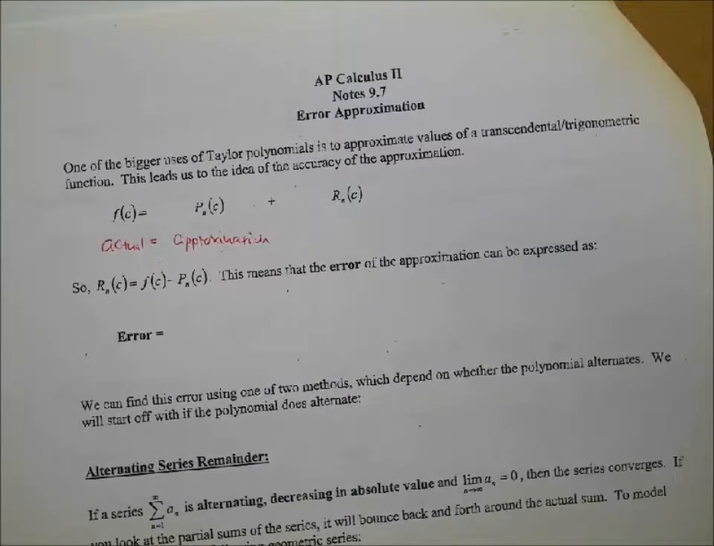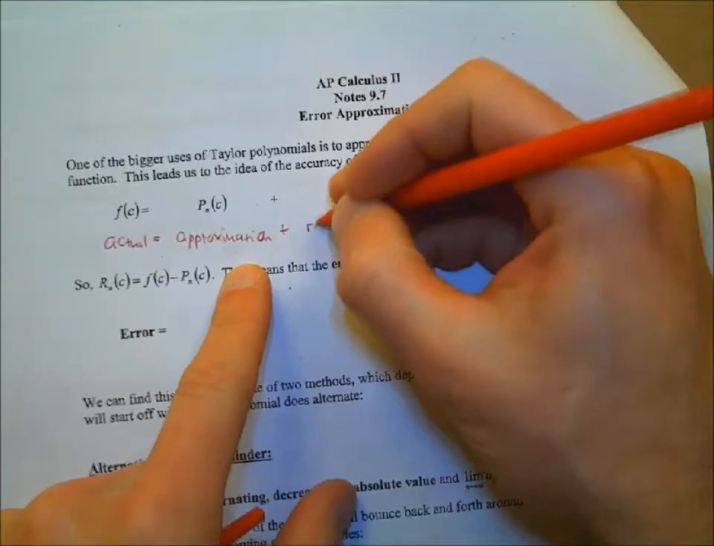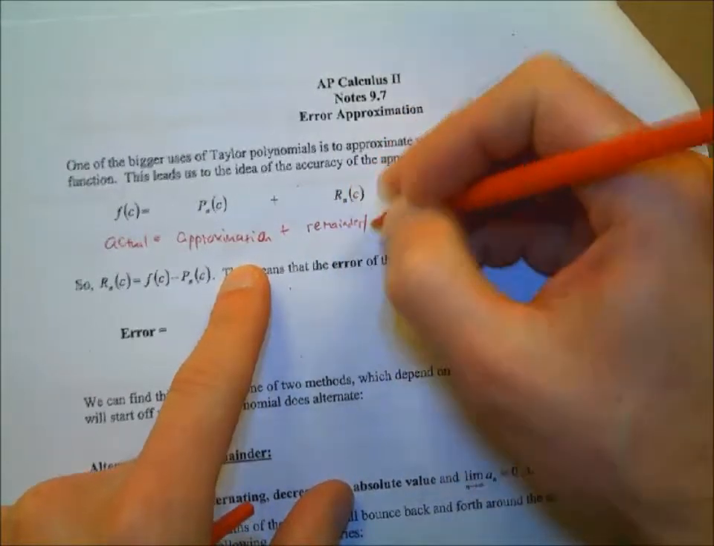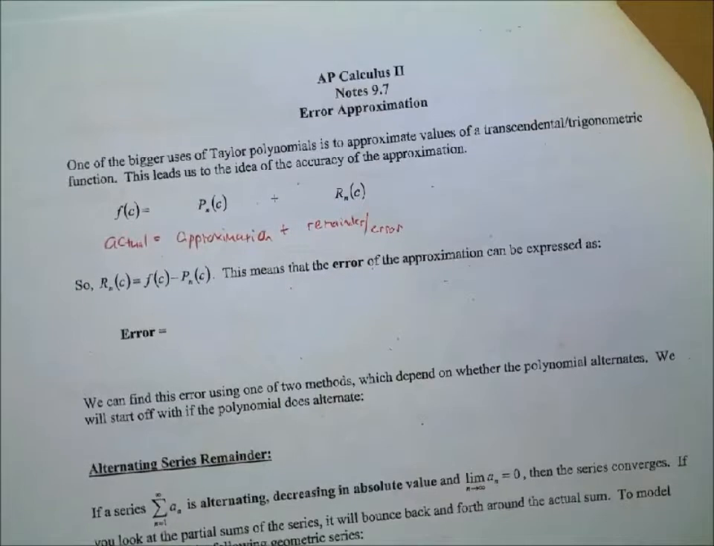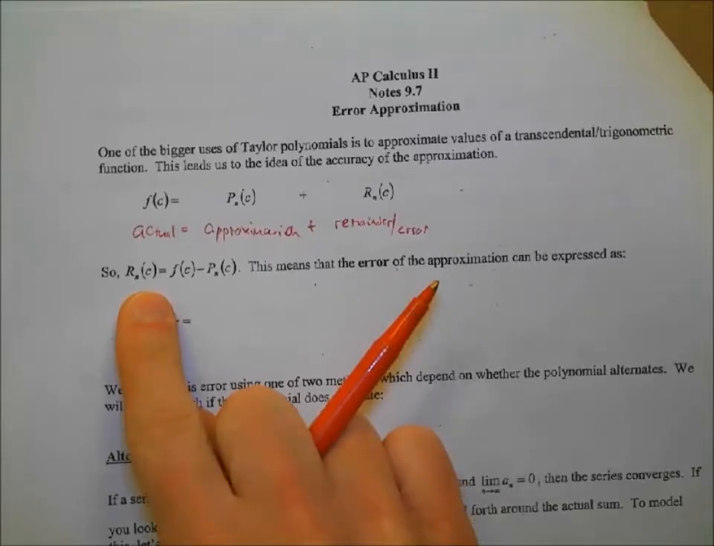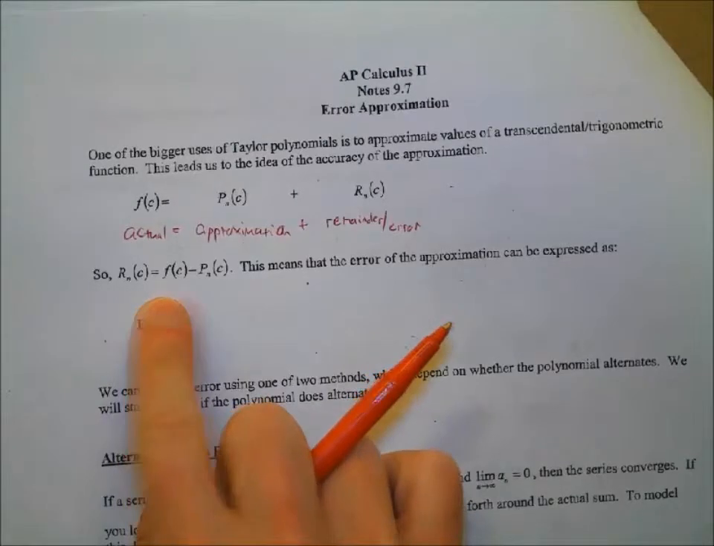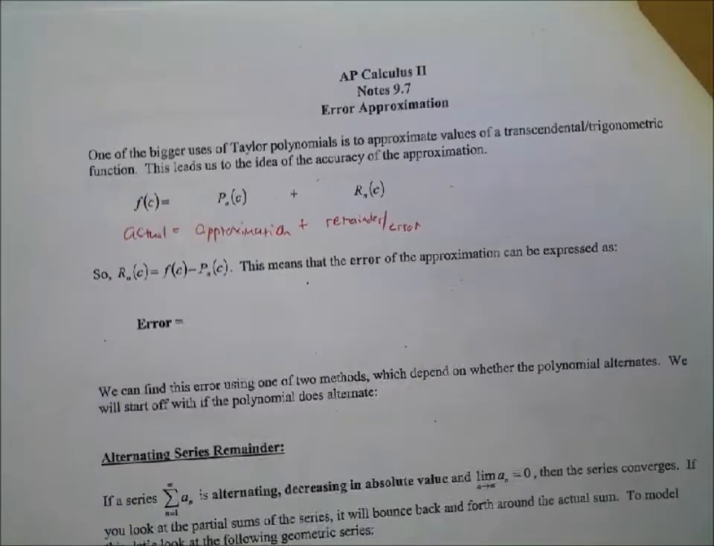But of course, our approximation is not quite right, and so we'll take the approximation, and then there's some other remainder, you could call it, or error here. So the actual function value at c is equal to our approximation using that Taylor polynomial of however many degrees you want, and then plus a remainder or error. If we manipulate this equation around, the remainder or error, r sub n of c, is equal to the actual value minus the approximation.